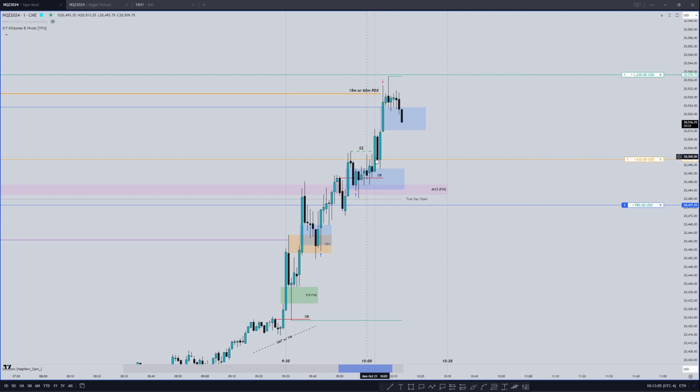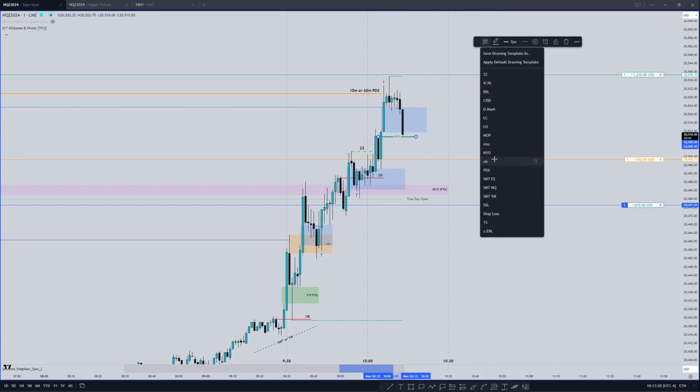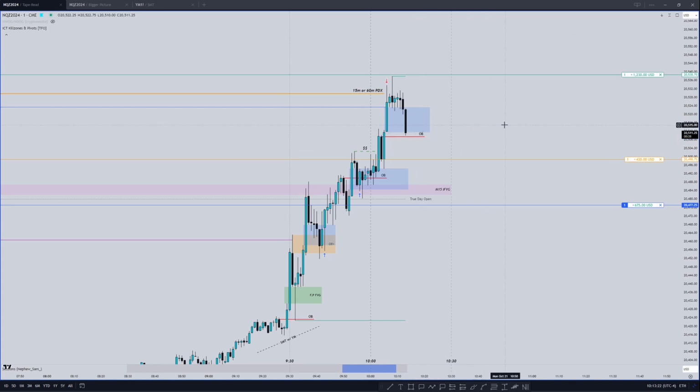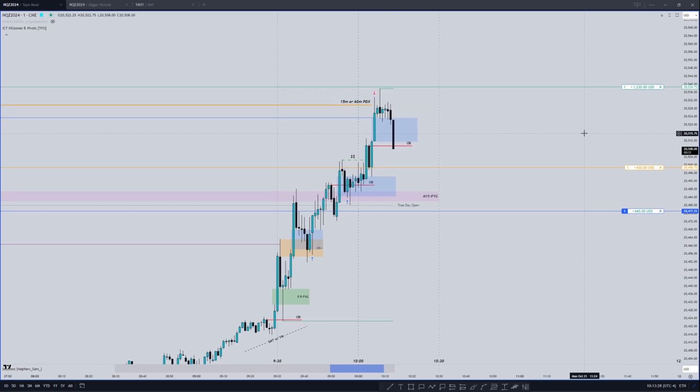This would be a propulsion block. So optimally, we don't see mean threshold even traded to. That's the full fair value gap. So let's see if we can touch this and then retrade back up into the high. Order block there. Stop is in profit. Take profit is in profit. So hands off.